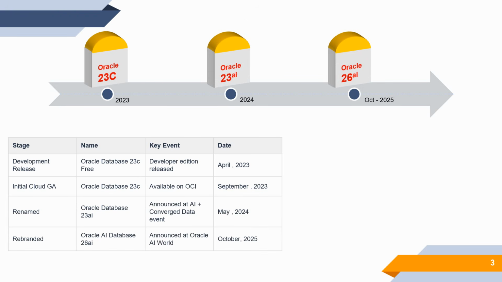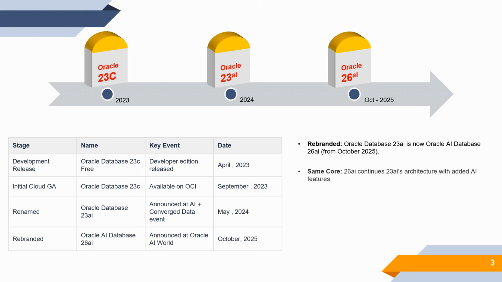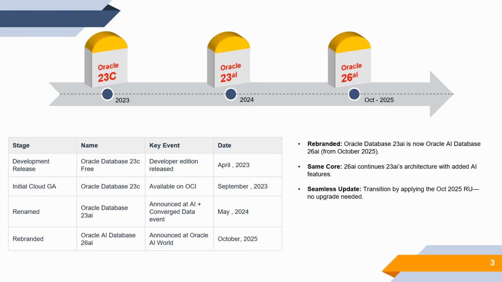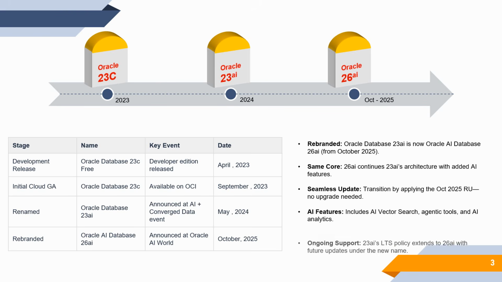Even though the name has changed, the underlying architecture remains the same as in 23C and 23 AI. For that, Oracle provides a seamless patch-based upgrade from 23C or 23 AI to 26 AI version. No full upgrade is required. The support for the earlier 23 series database continues under the same support policies as 26 AI.